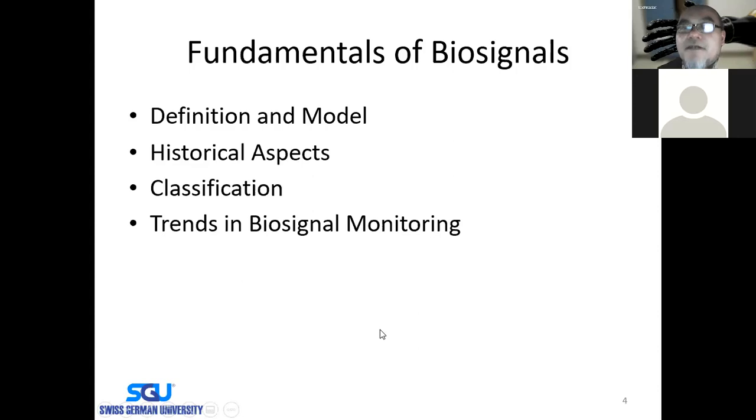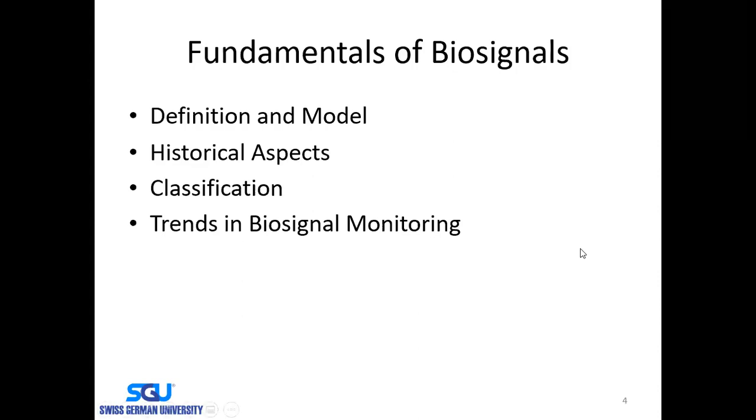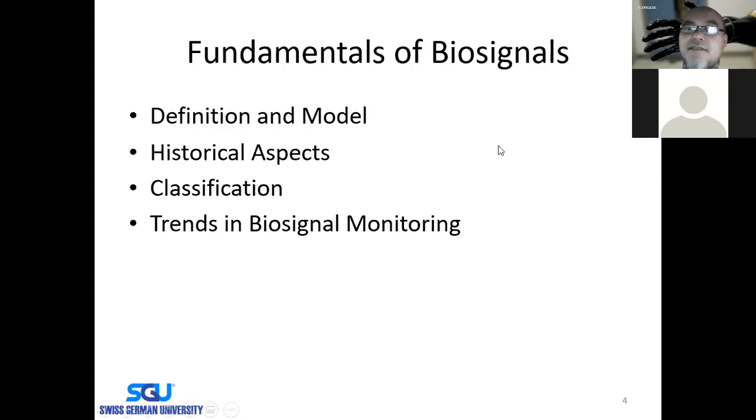Not historical aspects exactly, but how people in the beginning, before the advent of electronics, captured and recorded biosignals. Then how do they classify biosignals? What is the classification, or types, of these biosignals from our body? And then the trends in the future.